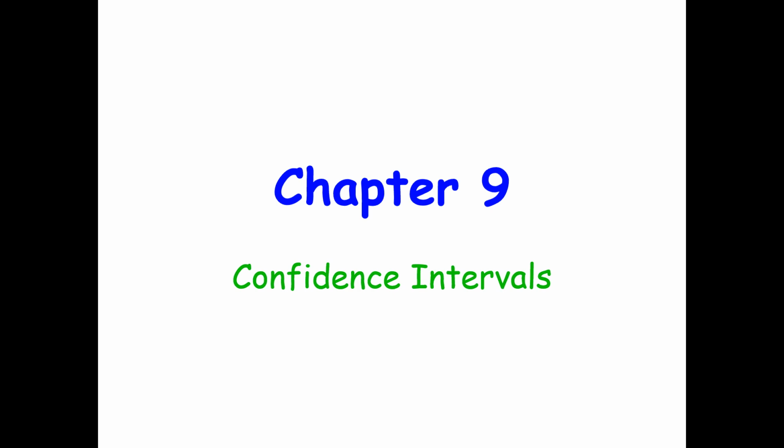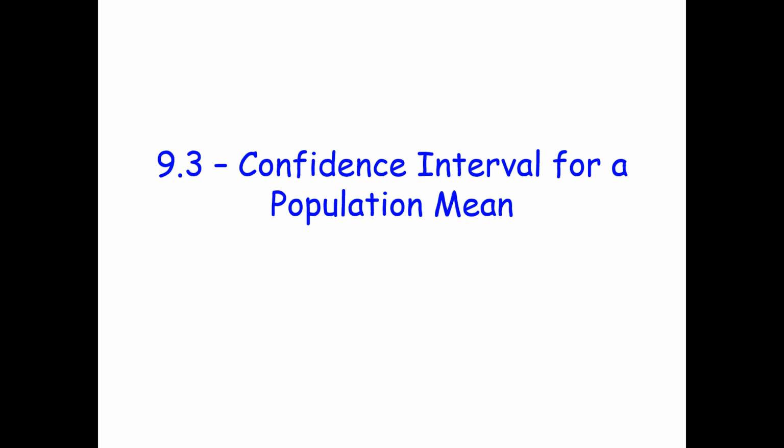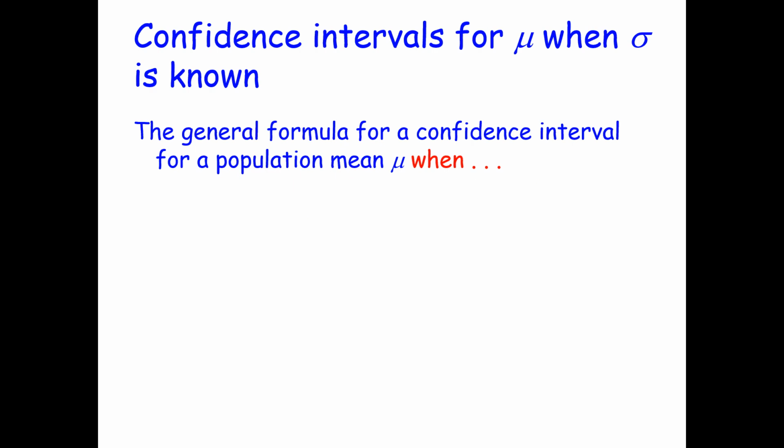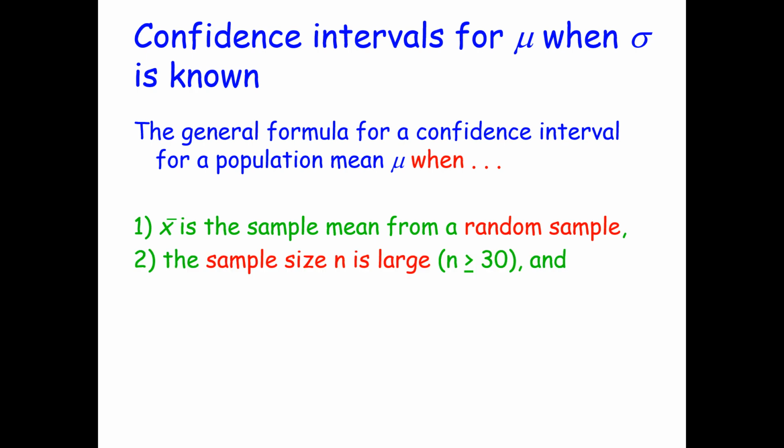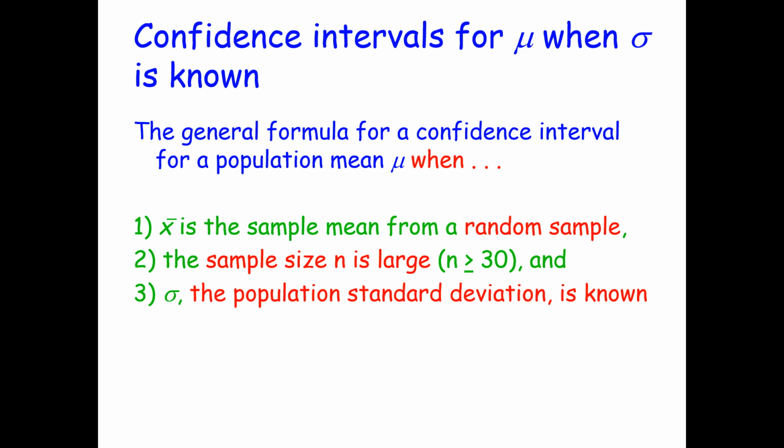In this video, we're going to be continuing to talk about confidence intervals, specifically confidence intervals for a population mean. Now, the confidence intervals for mu when sigma is known. So the general formula for a confidence interval for a population mean mu is used when x bar is the sample mean from a random sample, the sample size n is large, meaning that n is greater than or equal to 30, and our sigma, the population standard deviation, is known.